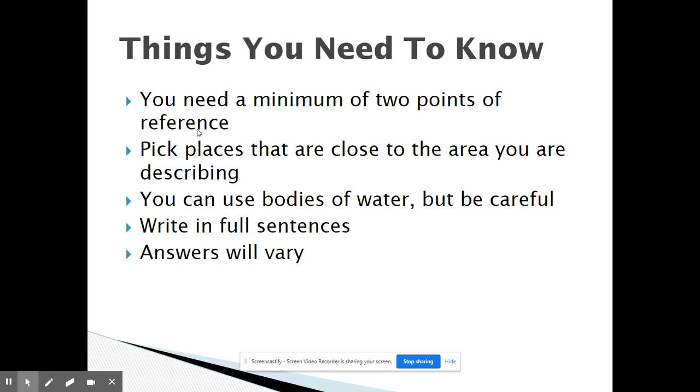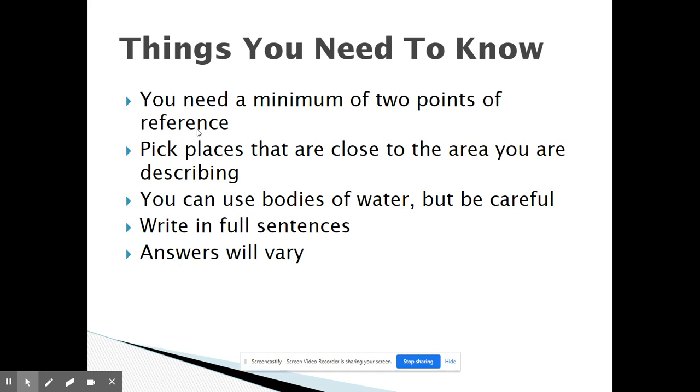Also pick places that are close to the area you are describing. Don't pick places clear across the globe. So if you're describing a place in North America, don't pick a place clear over in Africa to help describe where this place is at. You can use bodies of water. So you can use oceans, you can use seas, you can use rivers. Just be careful because sometimes bodies of water can almost encircle or completely encircle the place, and then it will not make sense. This is especially true of islands.